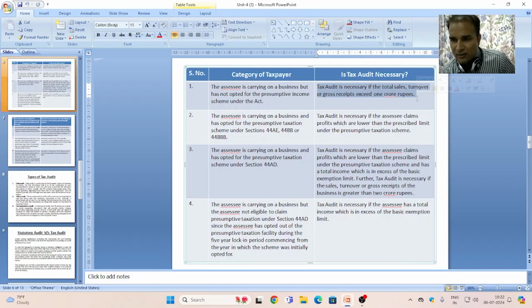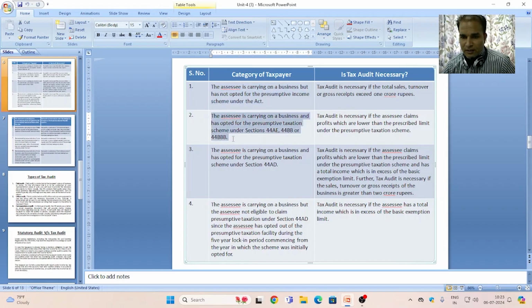Means a taxpayer is liable to get his books of account audited if he is carrying on a business and did not opt for the presumptive income scheme under the Income Tax Act 1961, Section 44AD, and if his total sales, turnover, or gross receipt exceeds 1 crore rupees. So, for this type of SSC, tax audit is necessary.